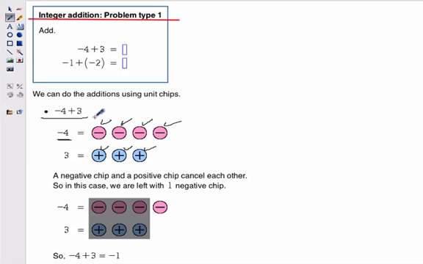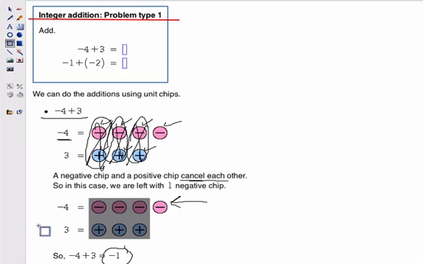Recognize and understand that every positive and negative obliterate each other. A negative chip and a positive chip cancel each other out. So those two cancel out, these two cancel out, and these two cancel out. And so what's left over? Just one negative chip, or -1. So our final answer for -4 plus 3 is -1.